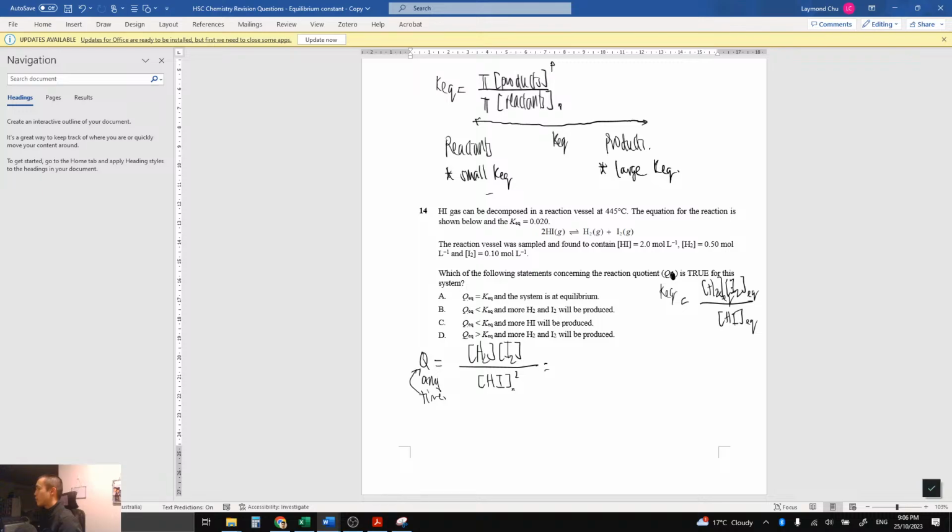And we want to see if our Q is either equal to KQ, greater or less than, okay? So what is that equal to? So it's, all these are concentrations. So what are the concentrations? We've got our concentrations perfect already. So 2 liters, 0.5 moles per liter, 0.1 moles per liter, and 2 squared.